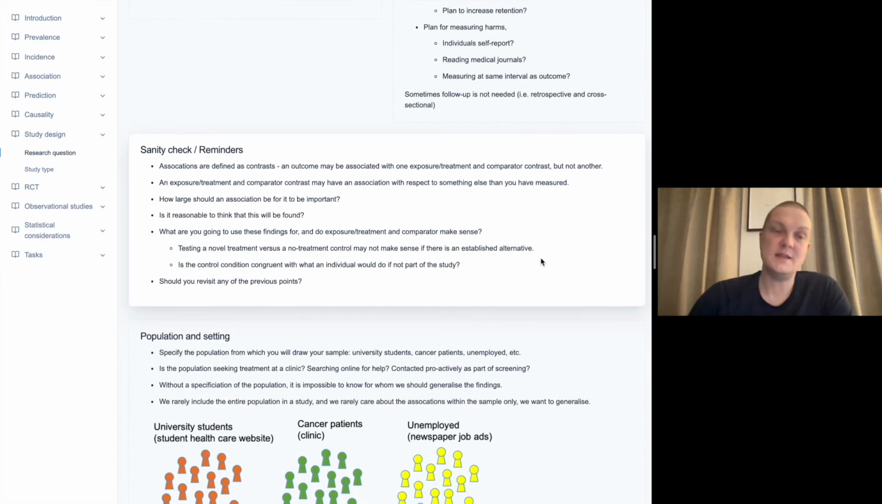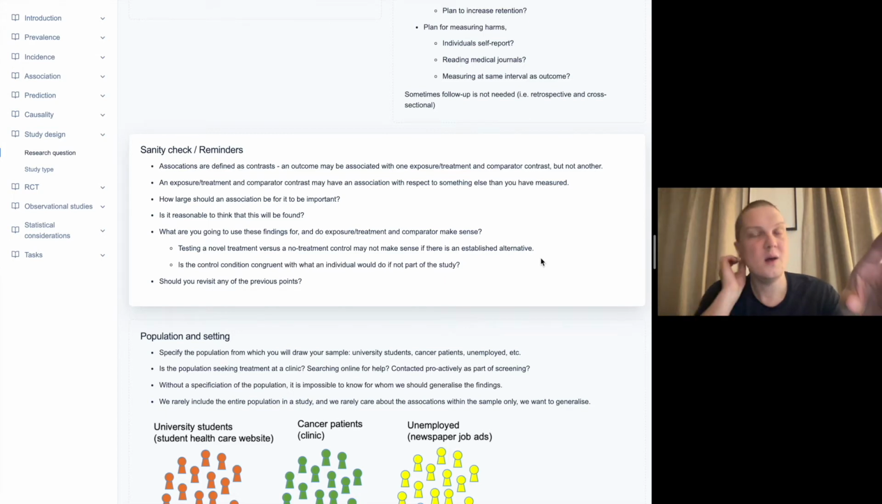So, testing a novel treatment versus a no-treatment control may not make sense if there actually is an alternative out there. If there is an app that has been proven effective in increasing physical activity, then if you're designing a new app with some novel treatment component, it might not make sense comparing to nothing at all, because there's already some alternative out there which you should be better than. You're not comparing to nothing else. And this really goes hand in hand with, what do you believe the natural comparator is?